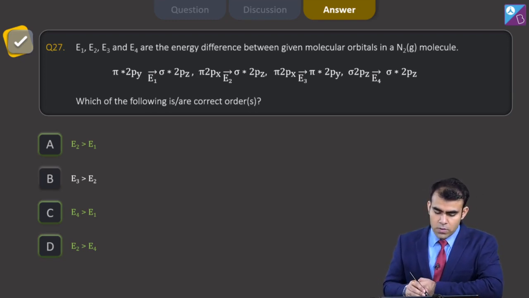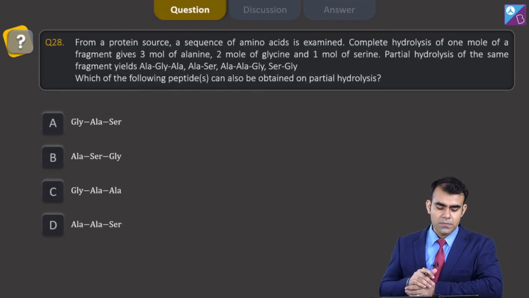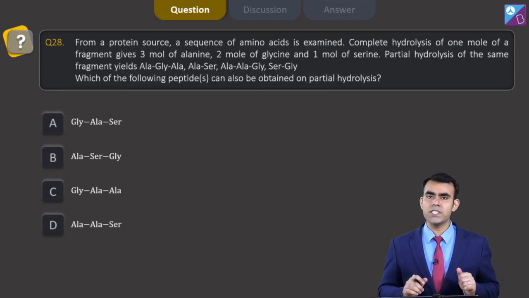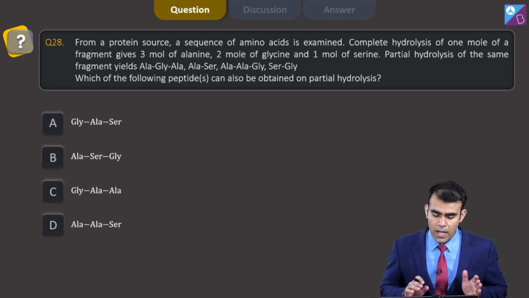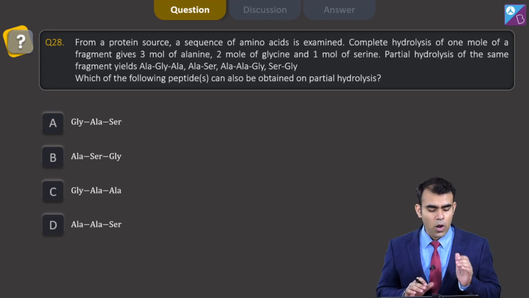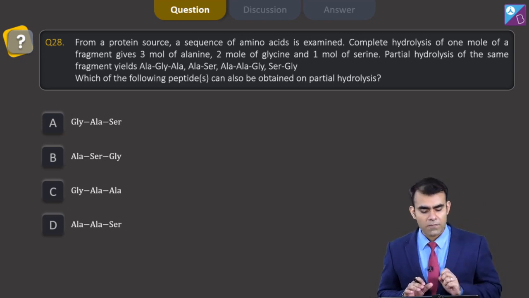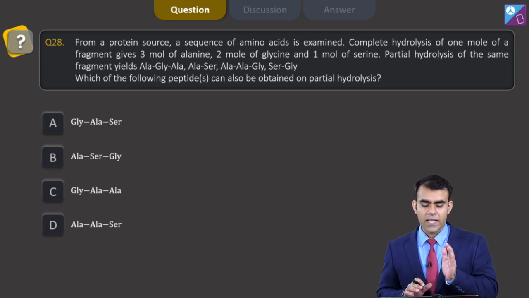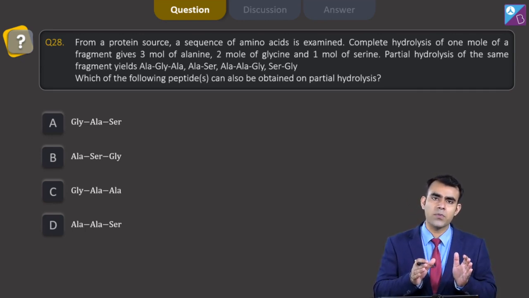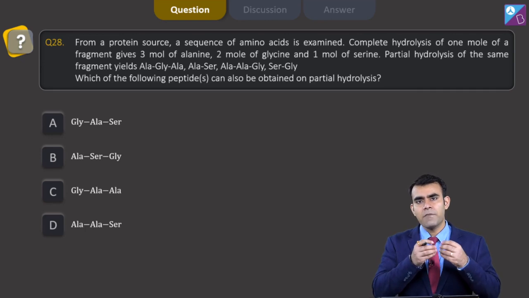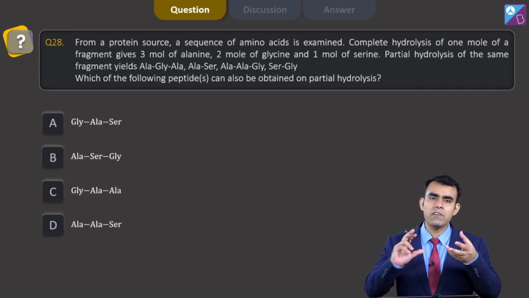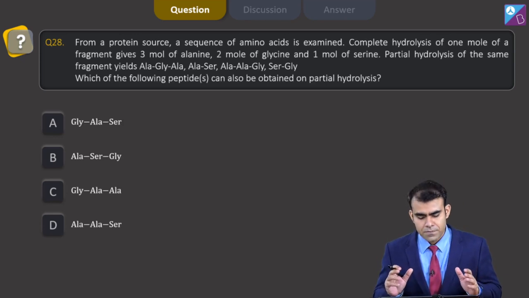Now moving on to my next question, question number 28. In question 28, we have been given a protein source. A sequence of amino acids is examined. Complete hydrolysis of 1 mole of a fragment gives 3 mole of alanine, 2 mole of glycine and 1 mole of serine. See, this question is from your protein part, where we have been given different amino acids, a polypeptide chain is formed and we want to know the sequencing.